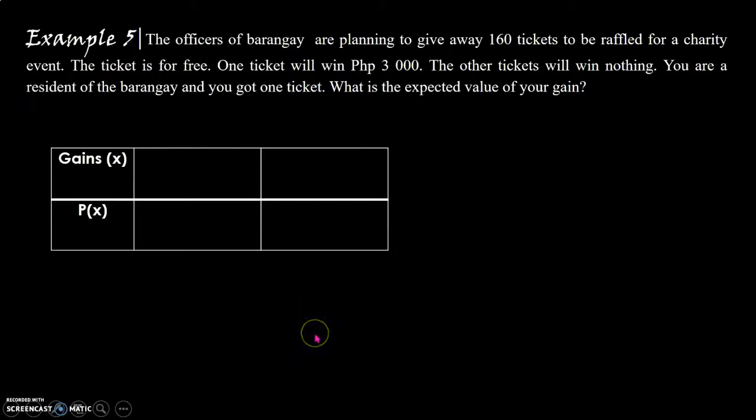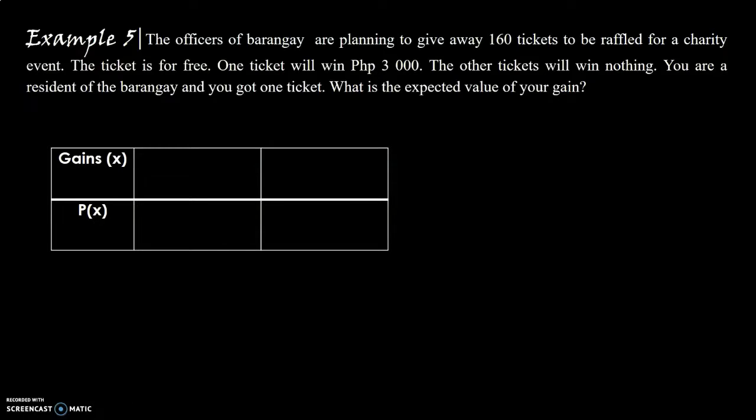Next, example 5. The officers of a barangay are planning to give away 160 tickets to be raffled for a charity event. Now the ticket is for free. Now one ticket will win 3,000 pesos and the other tickets will win nothing. Now you are a resident of the barangay and you got one ticket. Now, what is the expected value of your gain?